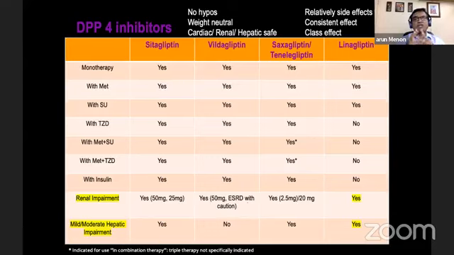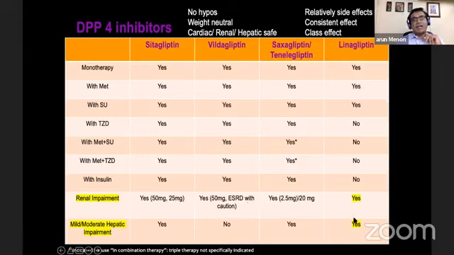Relatively side effect free, consistent effect. They usually give you a decent effect. It's not like, okay, one patient has an effect, one patient hasn't. They are by and large safe in liver, renal disease, and hepatic disease. There might be dose reduction required with Sita, Vilda, and Saxa. Linagliptin can be used in the same dose.